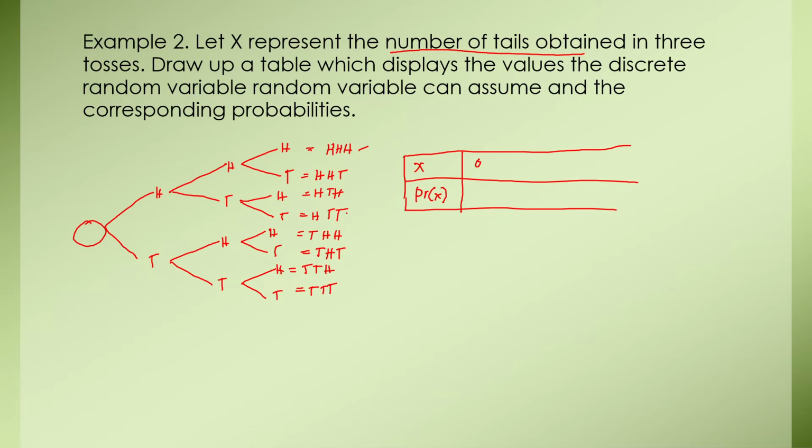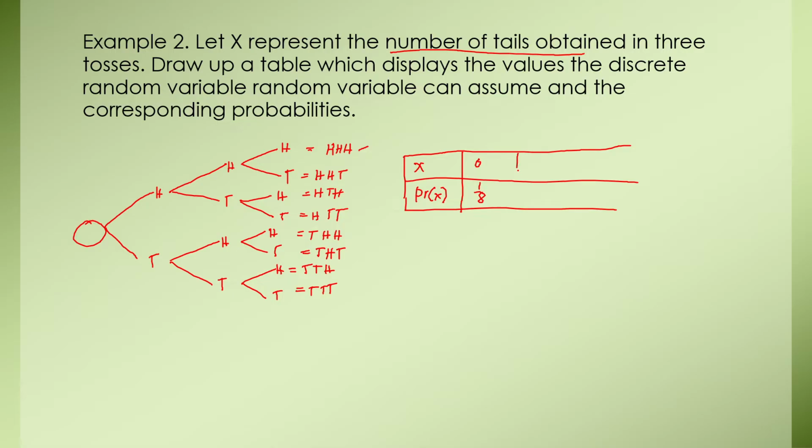Okay, zero tails. So this one has a tail, and this, and this. So therefore, the probability is 1, 2, 3, 4, 5, 6, 7, 8. So therefore, this is 1 over 8.